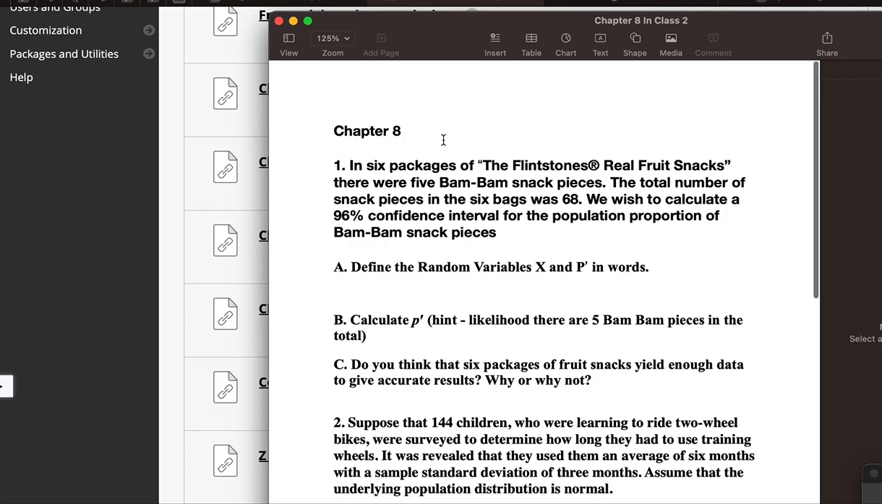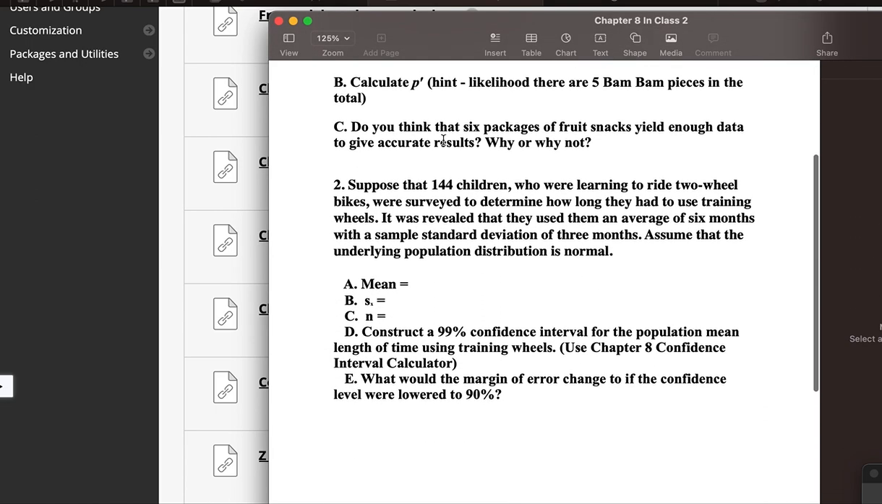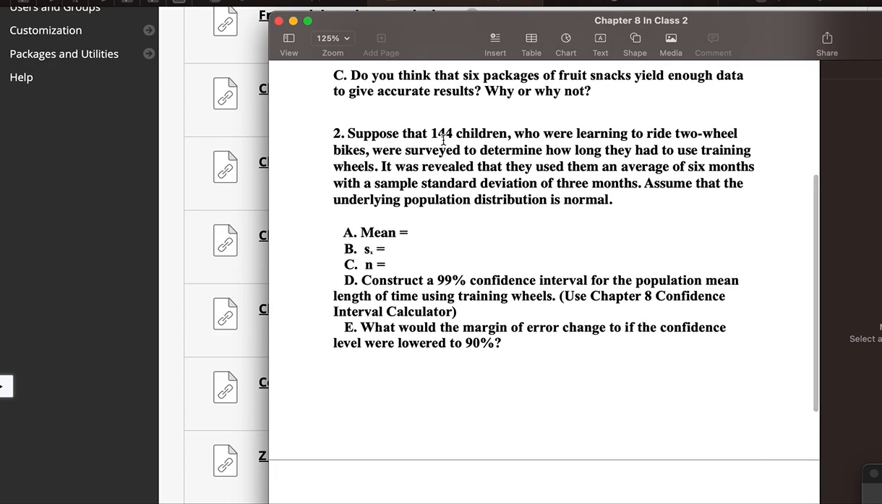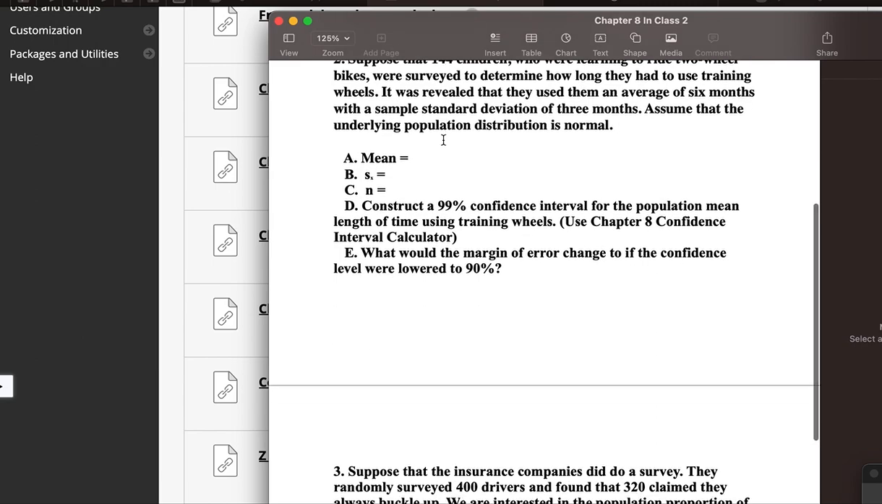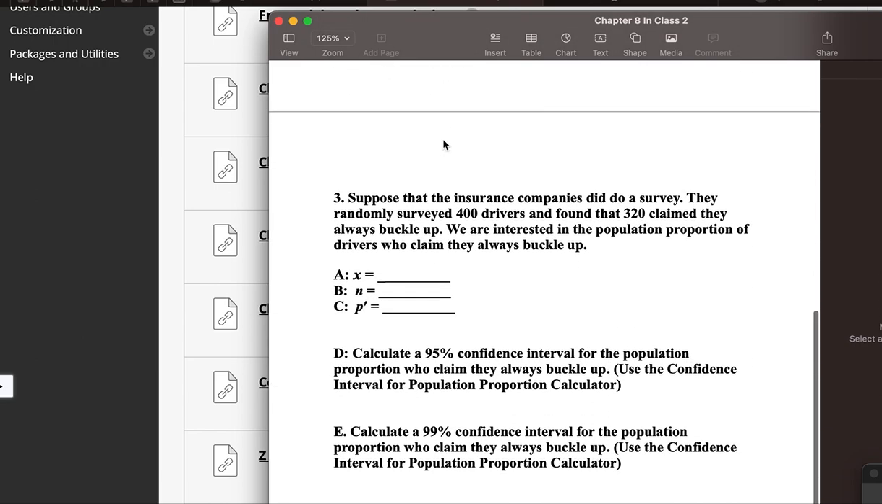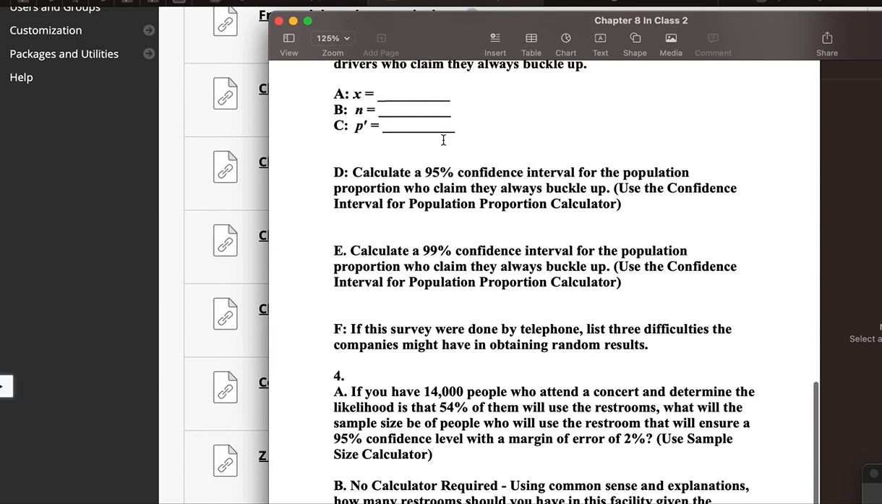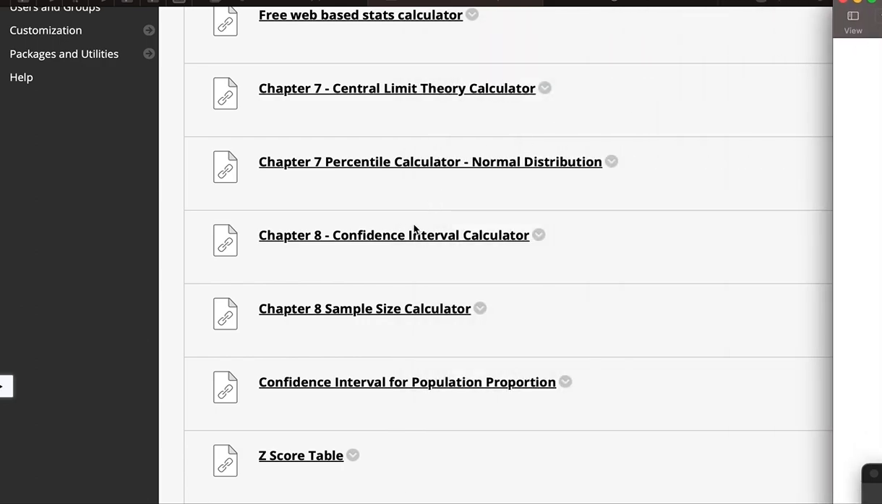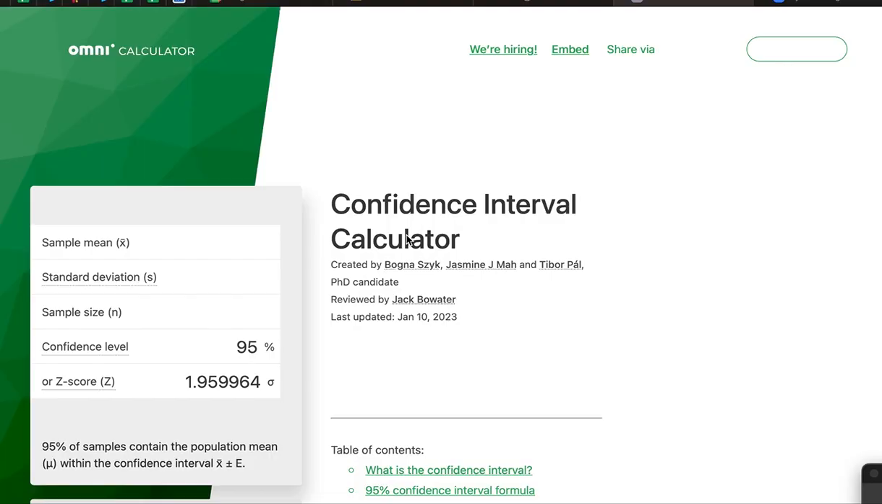Some of these are going to require doing some reading of Chapter 8, and then when you get down further, constructing confidence intervals. You'll use the confidence interval calculator, and you'll also be using the confidence interval for population proportion calculator and the sample size calculator. So we'll look at each of these here and go over how to use them.